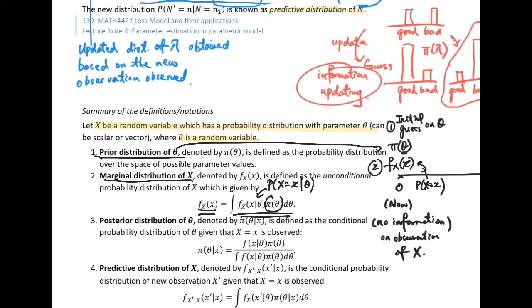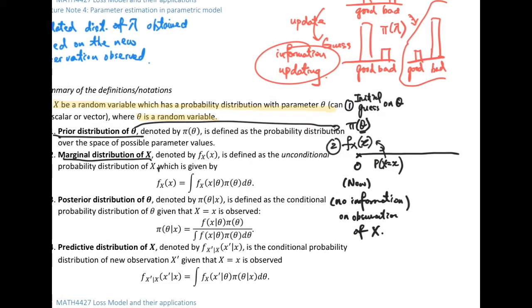This formula works whether S is a discrete or a continuous random variable. If it is a discrete random variable, then this f_S(s) is just the probability that S equals s. If it is a continuous random variable, then this one is just a PDF, and this one is also a PDF. So this is the marginal distribution. This is our initial assessment of the values of theta and also the distribution of S.